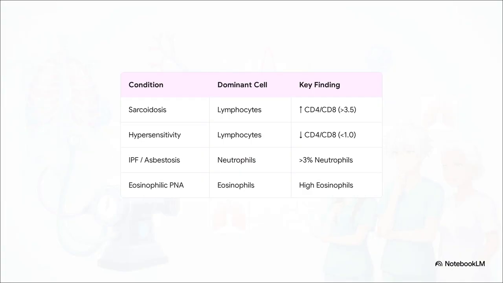And what about the interstitial diseases? If the imaging isn't totally clear, what's the next step? Let's talk about bronchoalveolar lavage, or BAL. Absolutely. This table is incredibly high yield. Just look at sarcoidosis and hypersensitivity pneumonitis. They can both be lymphocyte dominant, which is a trap, but the CD4 to CD8 ratio tells them apart. A high ratio over 3.5, that screams sarcoidosis. A low ratio, under 1, that points right to HP. Neutrophils suggest fibrosis, like IPF, and of course, tons of eosinophils means eosinophilic pneumonia.